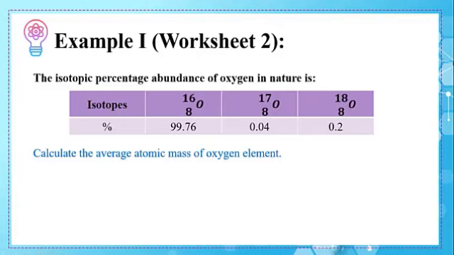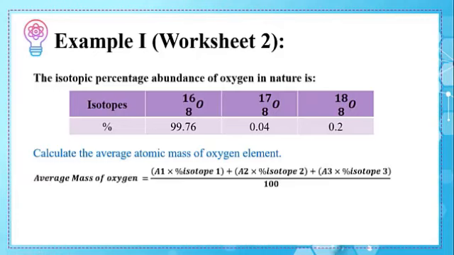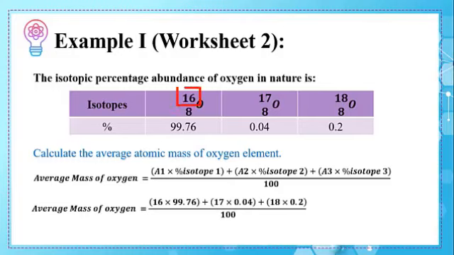Back to correct the example. The average mass of oxygen is equal to the mass number of the first isotope multiplied by its percentage abundance plus the mass number of the second isotope multiplied by its percentage abundance, etc., over 100. So 16, which is the mass number of the first isotope, multiplied by 99.76, plus 17, the mass number of the second isotope, multiplied by 0.04, plus 18, which is the mass number of the third isotope, multiplied by 0.2, over 100. The answer is 16.004 U.